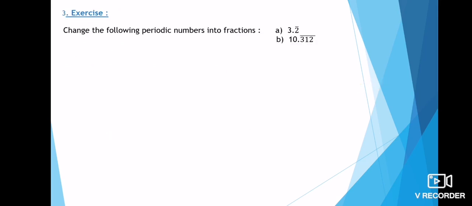Exercise. Change the following periodic numbers into fractions. Part A, 3.2 bar. Write it at the beginning as a mixed number. How? First of all, I put the integral part, which is 3, on the line. Then I prepare a form of a mixed number. As we learned last time, I write the fraction with 2 in the numerator because it's the periodic part, and 9 in the denominator because the periodic part is formed of 1 digit.